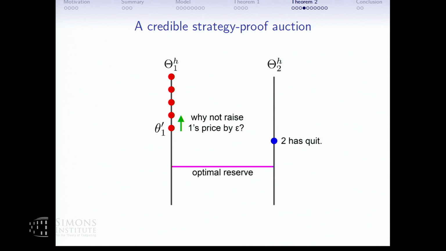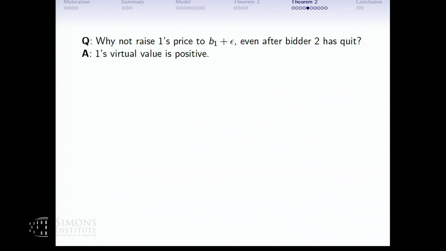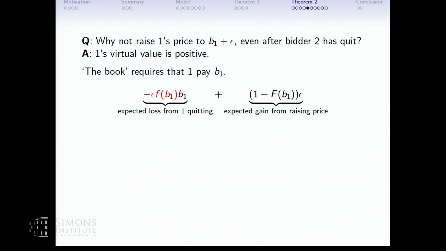Now, a natural question is, why not chandelier bid? Because it is permissible, right? A chandelier bid is, in our model, a safe deviation. Why not raise one's price by epsilon, falsely claiming 2 was still in the auction? And the answer is, you don't want to do that because one's virtual value is positive. So one's bid B1, why not ask him to bid B1 plus epsilon? Well, the rules require that one pay B1.